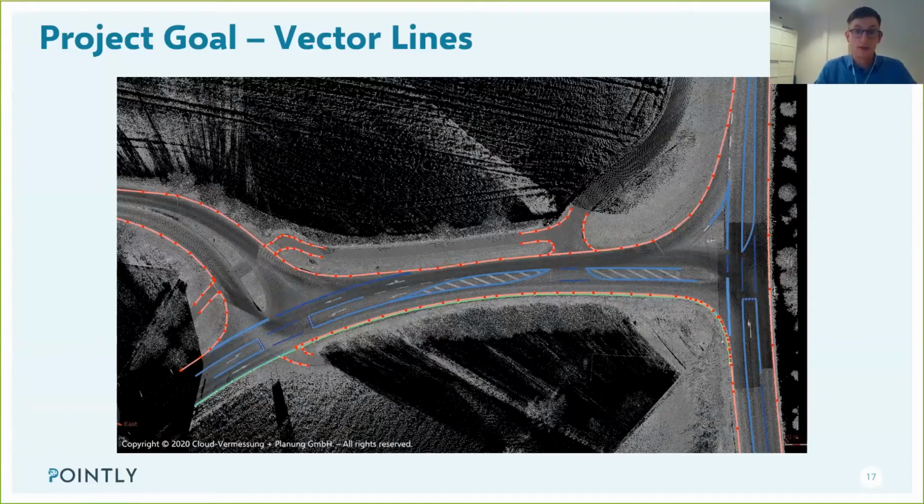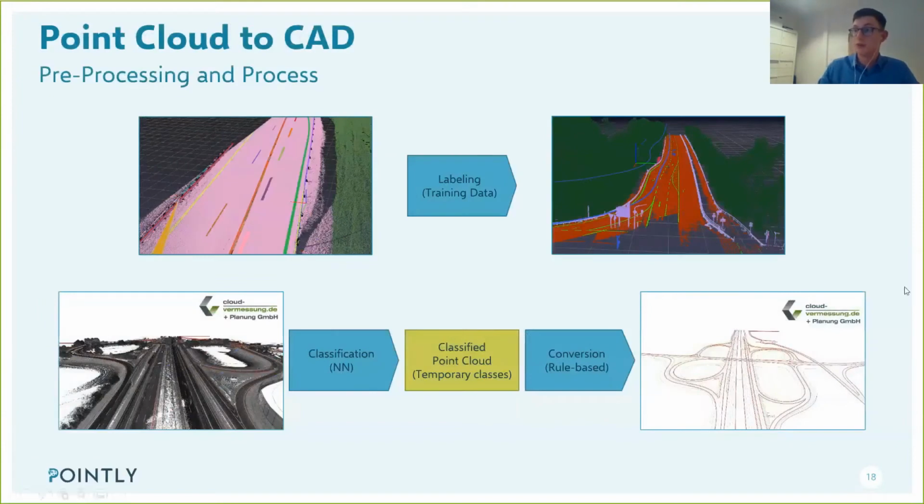On the one hand, we went the same way as we did for RAC. First step is to create training data and have a classification. So we have an adapted segmentation. This is how it looks in Pointly before we label it. And on the right side, we see some training data that we use to train a neural network again. And from the classified point cloud, we can then separate the highway from the road markings and rails and bridges, and also derive a CAD model from that.